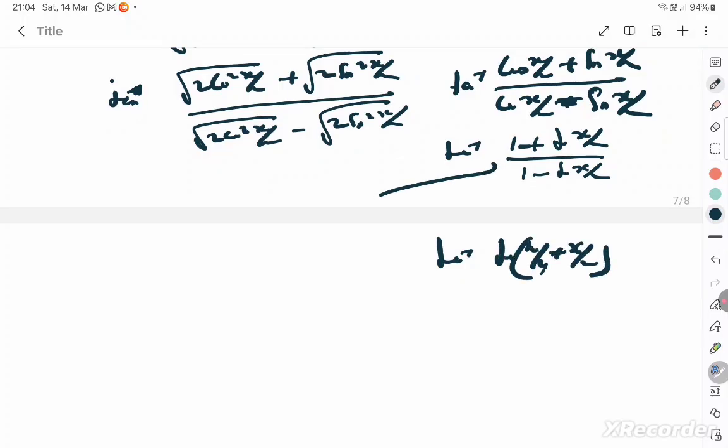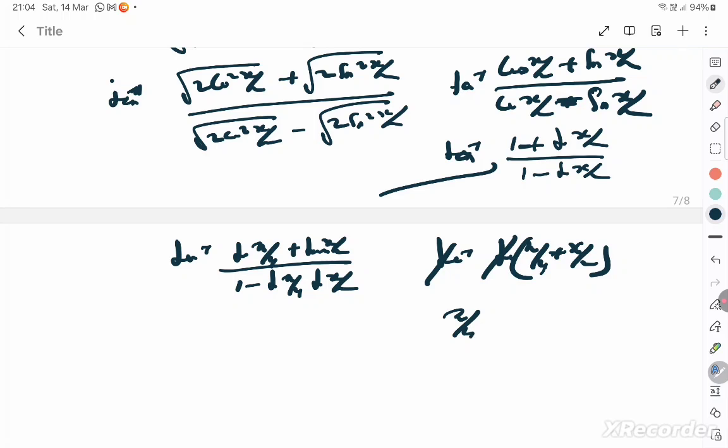And how you got it, you should justify in school. Tan inverse of tan pi by 4 plus tan x by 2 by 1 minus tan pi by 4 tan x by 2, you will justify it. That completes this, and this gets cancelled. Pi by 4 plus x by 2 is your answer.